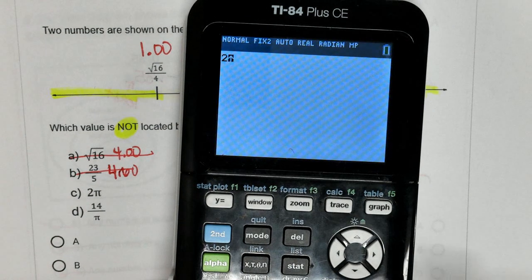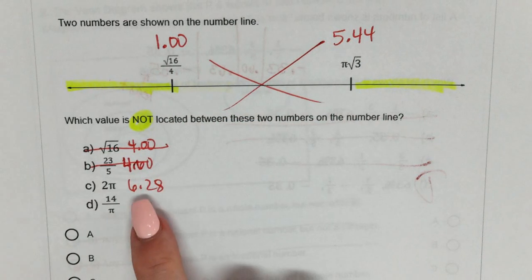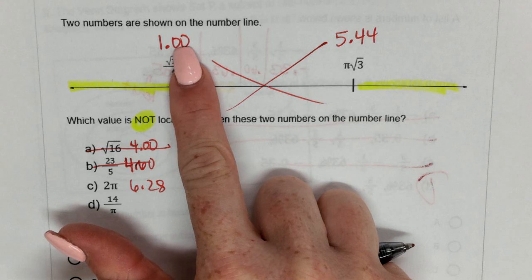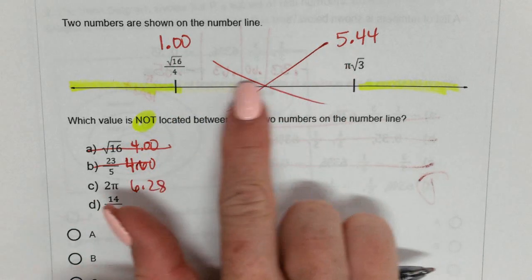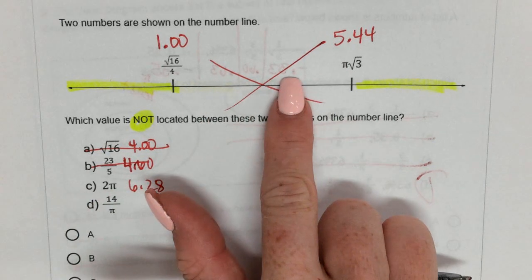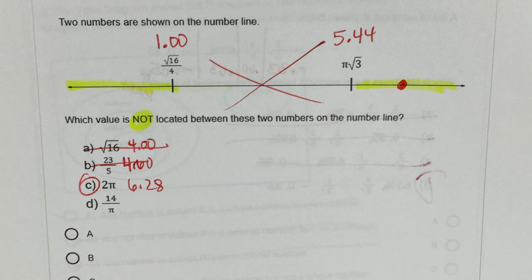2 pi is $6.28. Is $6.28 greater than $1? It is. Is it smaller than $5? So would this one fall in this? No, it would fall somewhere over here. So the answer was C.